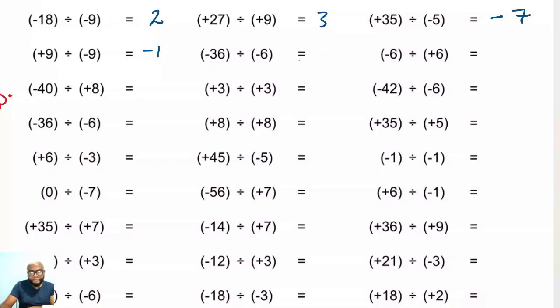Negative 36 divided by negative 6 is positive 6. Next. Give me the answer, brother. Negative 1. Excellent. Next. Negative 5. Next. Positive 1. Next. That is positive 7. Excellent, brother.